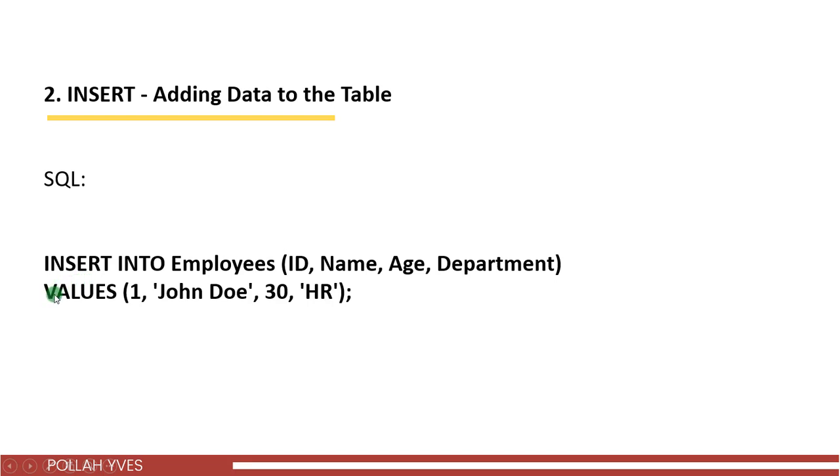Now you write the keyword values. You open the bracket. Now the values they are giving here correspond to the fields. So if I'm giving 1 at this level, it corresponds to the field ID. After comma, you give what next? Name. I give the name. So this is the name I've chosen. Good. After, the next is what? Age. I give the age. After, the next is what? Department. So very good. So this is exactly what we do.